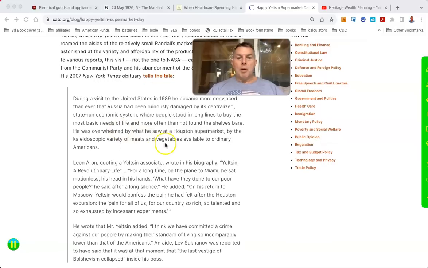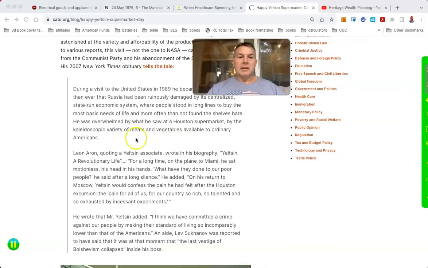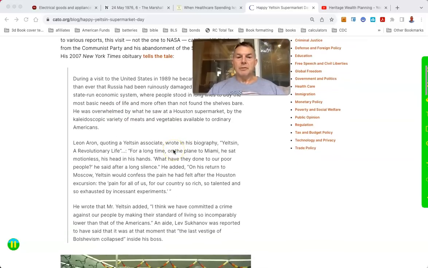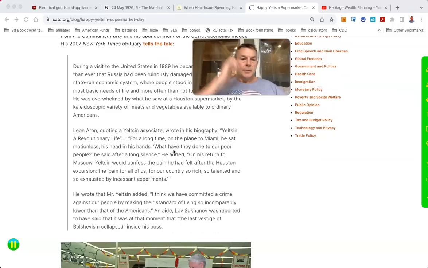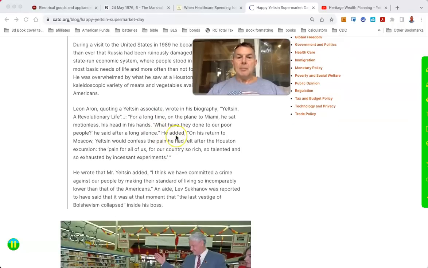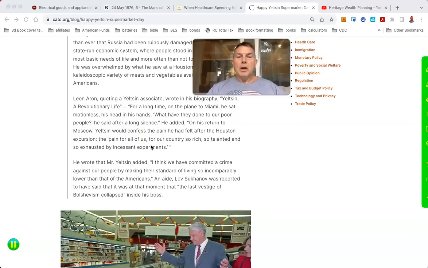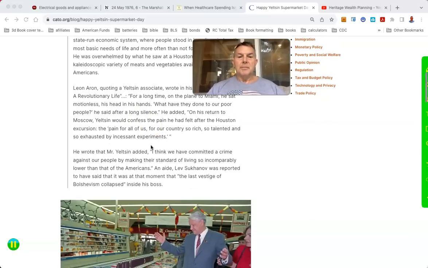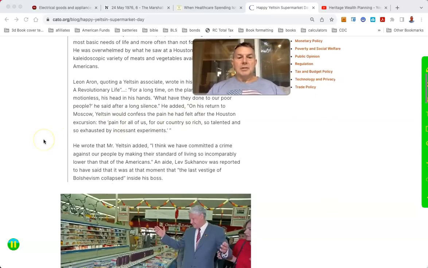He was overwhelmed by what he saw at a Houston supermarket, by the kaleidoscope variety of meats and vegetables available to ordinary Americans. Quoting a Yeltsin associate, he wrote in his biography, "For a long time on the plane to Miami, he sat motionless, his head in his hands. 'What have they done to our poor people?' he said."